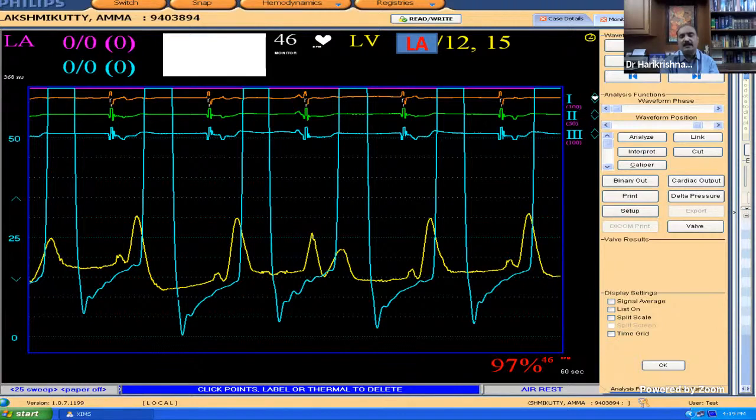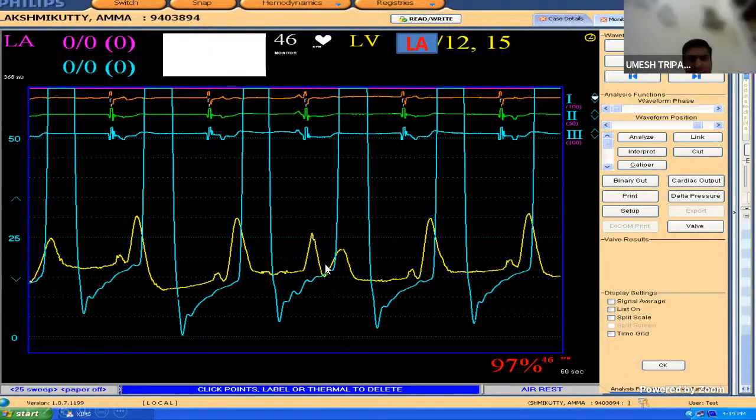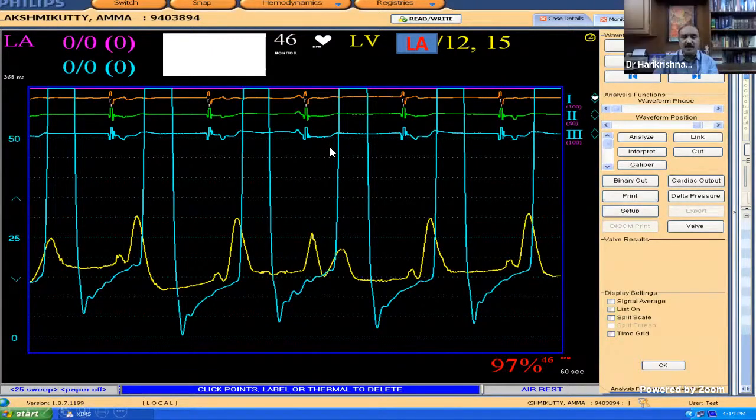Normal P, Q, R, S, T relation is seen only in the third wave. You understood, no? Okay. So you must all look at the third wave; it is only sinus. The third wave is the sinus wave. That is the only sinus beat.